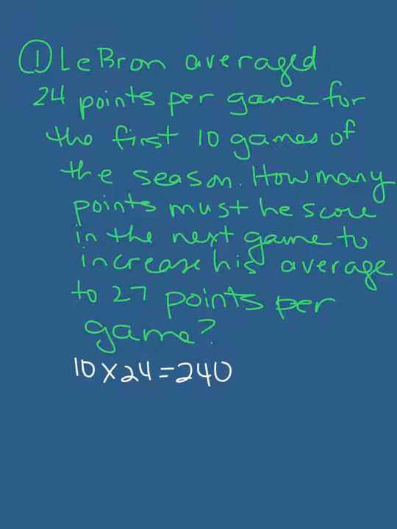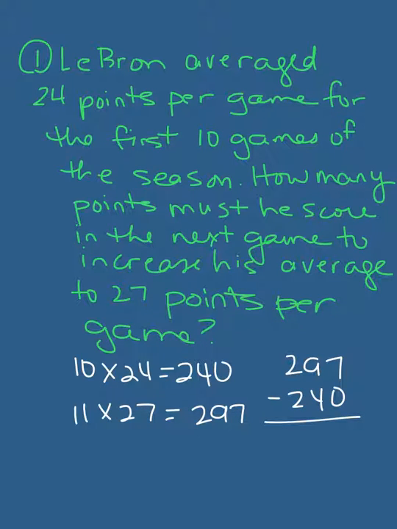If we want to increase that average to 27, now we're talking about one more game, so it's going to be 11 games, times the 27 points he wants as his average, and that total gives us 297. So if I take the 297 points that he will need for his new average goal, minus the 240 points that he already has, he will need to score 57 points in his last game to increase his average to 27 points. So good luck to you, LeBron. That sounds like a pretty good game you're going to need.